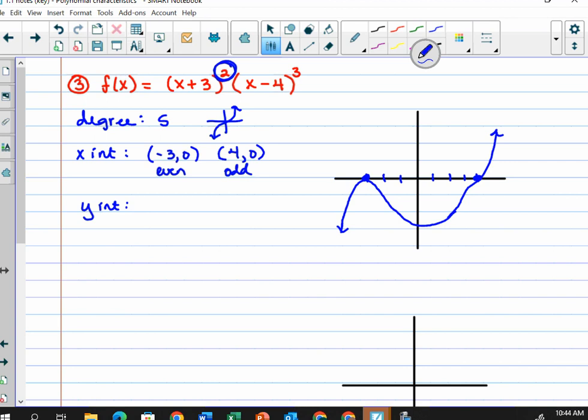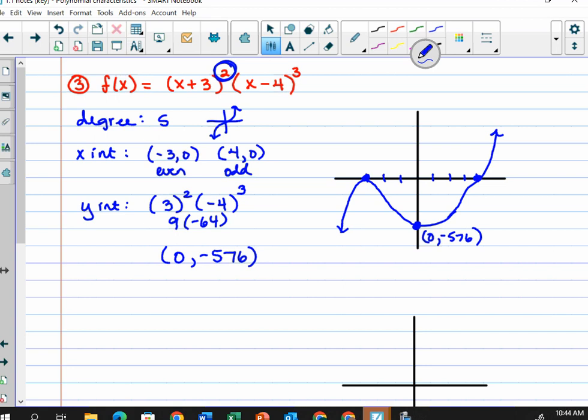Okay. Y-intercept is when we plug the 0 in, so that's really 3 squared times -4 cubed. So 9 times -64. What do we get for our y-intercept, guys? Yes, -576. Anybody still putting tick marks on there? We just say, hey, there we are. And that's your graph. Okay, we see the process?